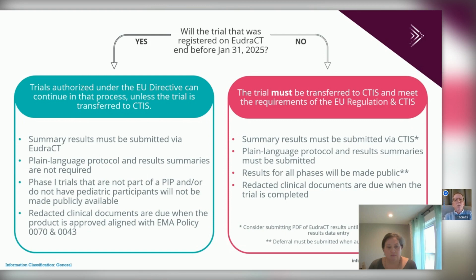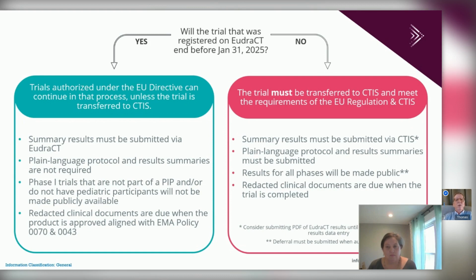So if you think about it, there's two paths that a study can take. If you have a study on UDRCT, which you can submit a CTA through January of next year, 2023, provided that trial ends before January 2025, it doesn't have to transition. So that's that blue column on the left, or the teal. I'm not good with colors, but anyway.